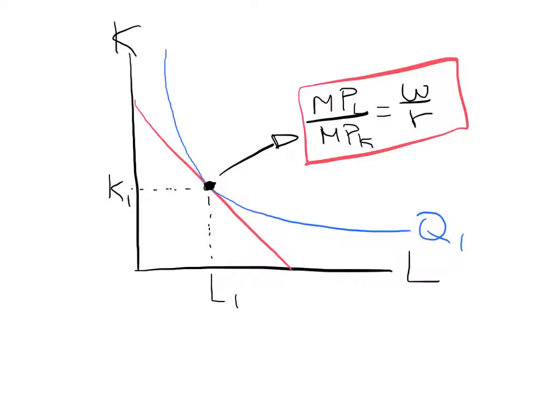The left-hand side of this equation is the slope of the isoquant, the ratio of the marginal productivities, and the right-hand side of this equation is the slope of the isocost, which is the ratio of the price of the inputs. Now notice that if you put K on the horizontal axis and L on the vertical axis, the equation will be exactly the same, but all the things will be reversed. You have MPK on the top and MPL on the bottom, and you have R on the top and W on the bottom. But I'm going to continue to use the convention of having L on the horizontal axis and K on the vertical axis, so the equation is always going to look like this: MPL over MPK equals W over R.